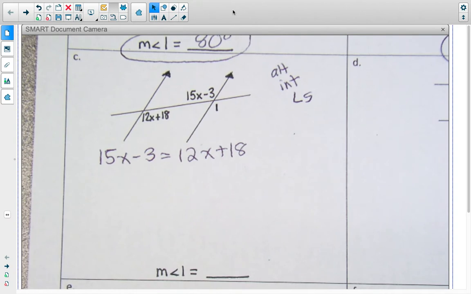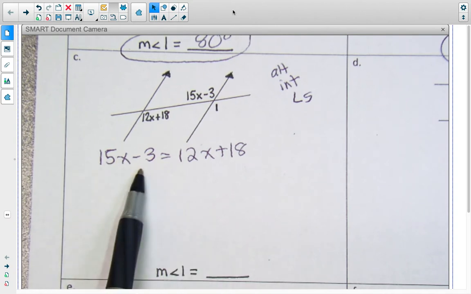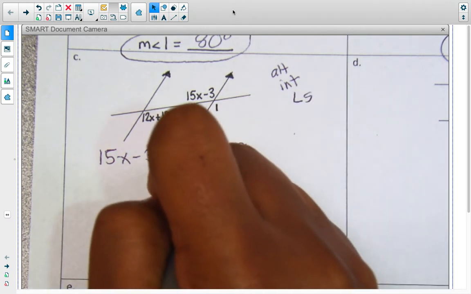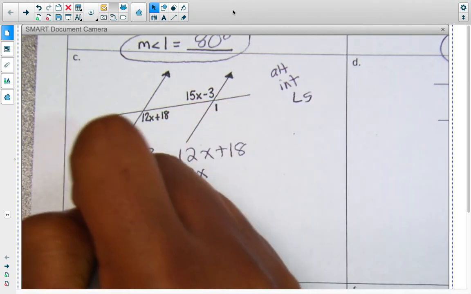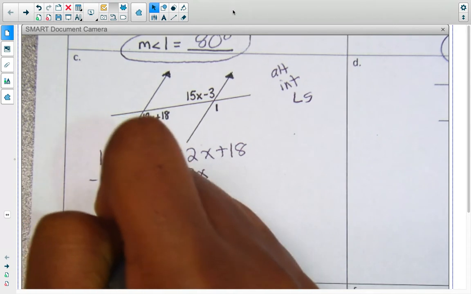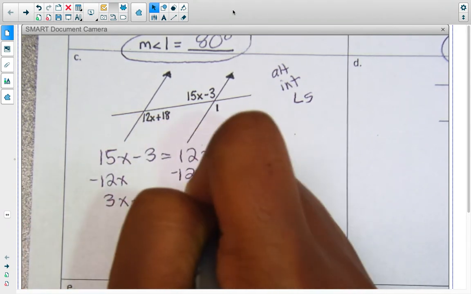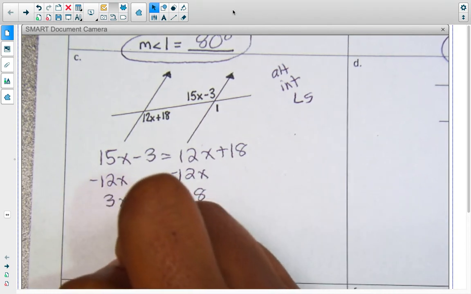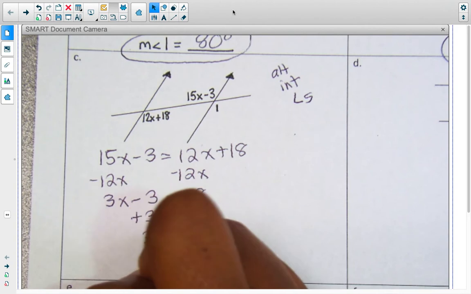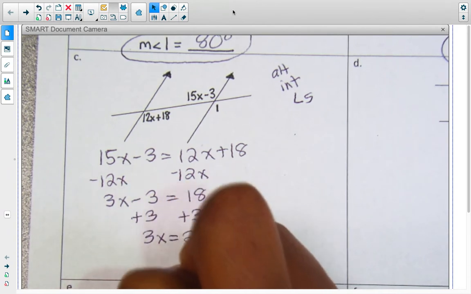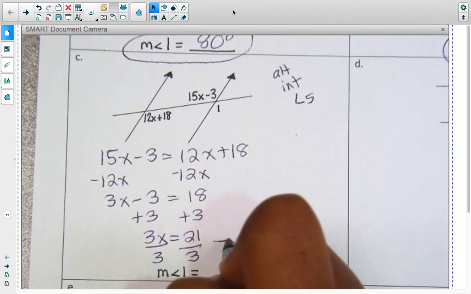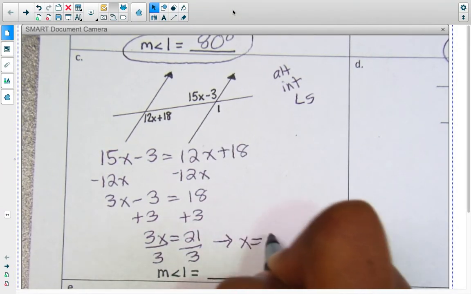From here, we got options. I can subtract 15x, add 3, subtract 12x, or subtract 18. Makes no difference as long as we do the opposite operation. So I'm going to subtract 12x from both sides. That's going to give us 3x minus 3 equals 18. From here, the opposite of subtracting 3 is to add 3. So that gives me 3x equals 21. And divide both sides by 3. And we get x is equal to 7.